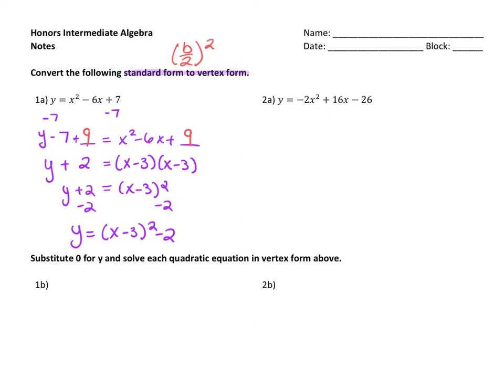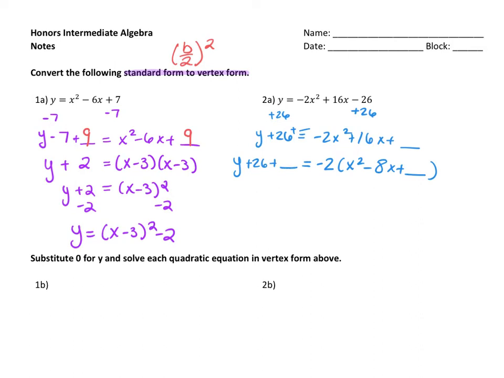And so this is what my equation would look like in vertex form. Let's do one more example of this, but now in 2a, I have an a value. So the first step is still going to be the same. I'm still going to move my c value over. But now before I fill this blank, I have to factor out my a value of -2. So you only fill the blank after you factor out the a value. Now I'm going to do half of b squared, so half of -8 is -4, and -4 squared would be 16. But what goes in the blank on the other side is 16 times -2, which will be -32.